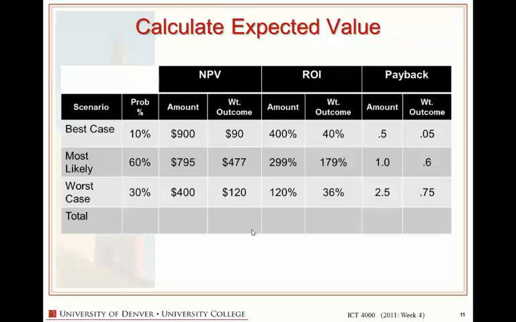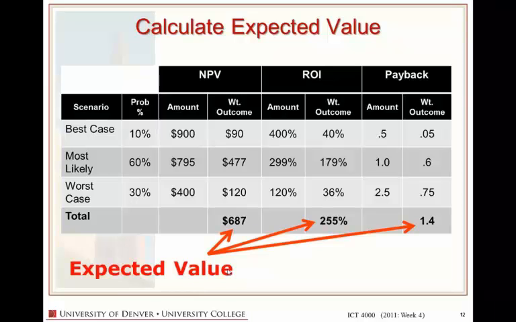And then what I do is I sum each one of these weighted outcomes, and I come up with a total of $687,000 for a weighted outcome of net present value, 255% return on investment, and a 1.4-year payback. Those numbers are your expected values. That, in a single number, in each one of these cases, you have accounted for the full range of possibilities.